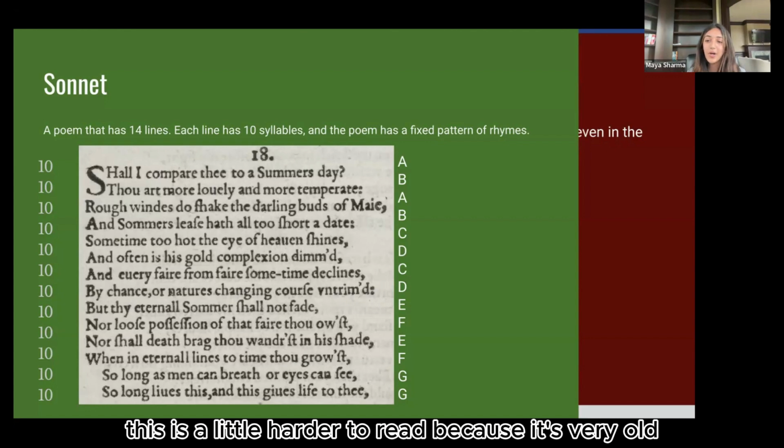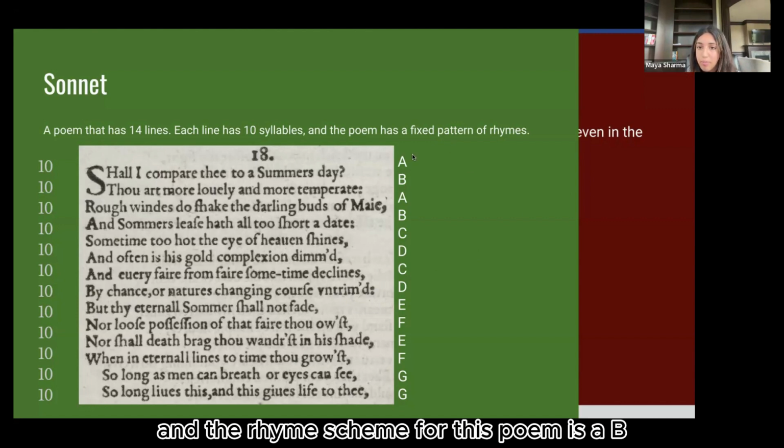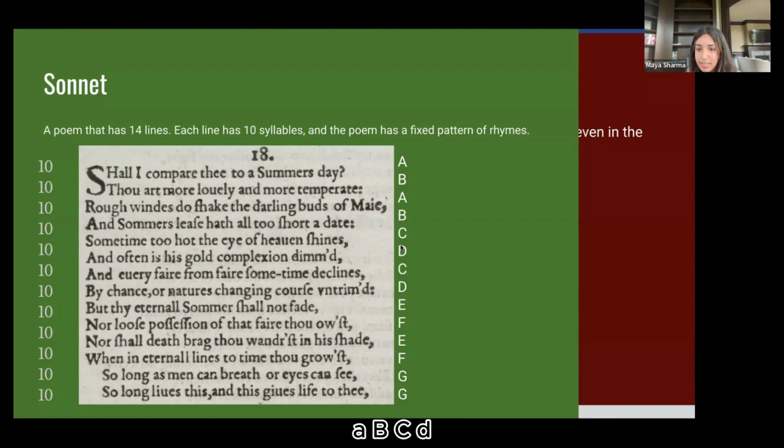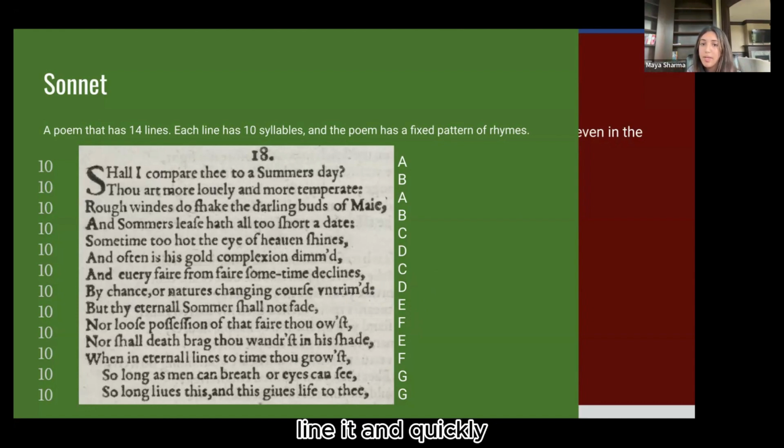So this is a little harder to read because it's very old, but as you can see, it is 10 syllables per line, and the rhyme scheme for this poem is A, B, A, B, C, D, C, D, E, F, E, F, G, G. So for most of the poem, the rhyme scheme consists of every other line rhyming.